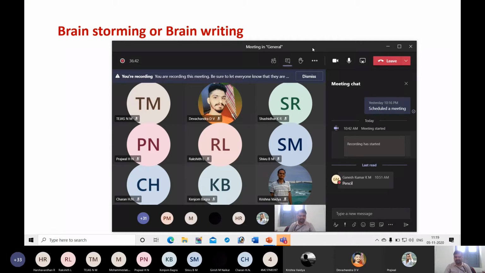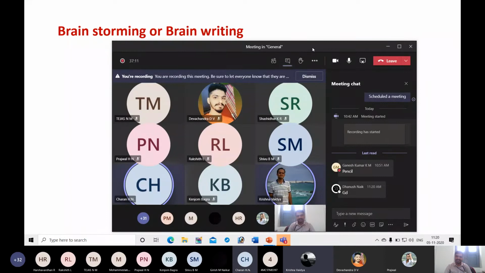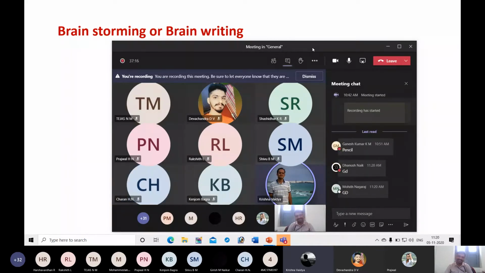If you consider campus recruitment or campus selection, which are the rounds you have to pass or go through to get recruited in any company? Which are the various rounds? Which is the first round? Aptitude. Second round? Communication. Which is the second round? GD, group discussion.